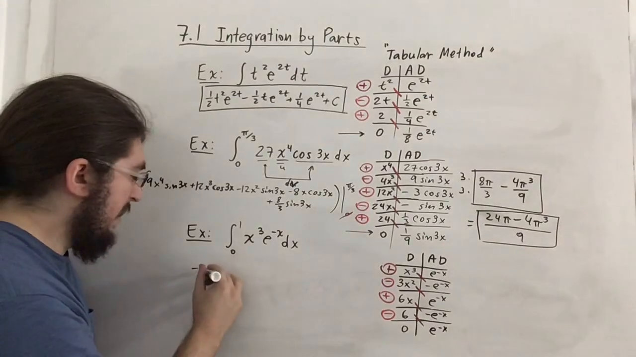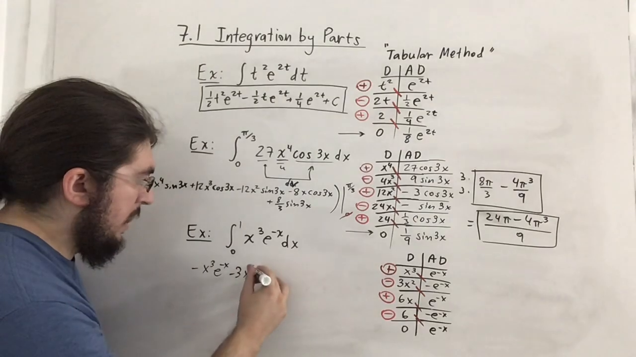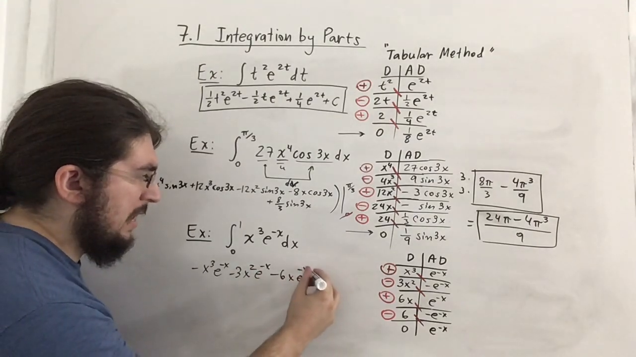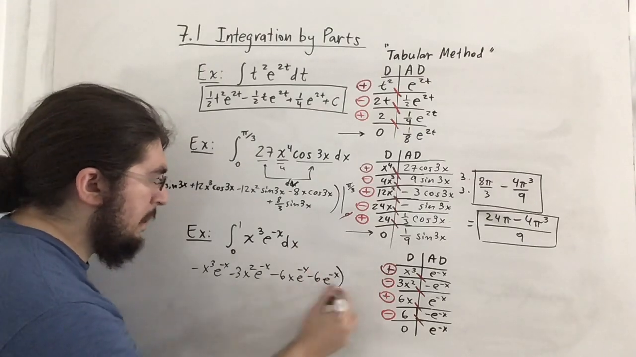So we have negative x cubed e to the negative x, minus 3x squared e to the negative x, minus 6x e to the negative x, and then finally minus 6 e to the negative x. And again, don't write plus c because we have limits.